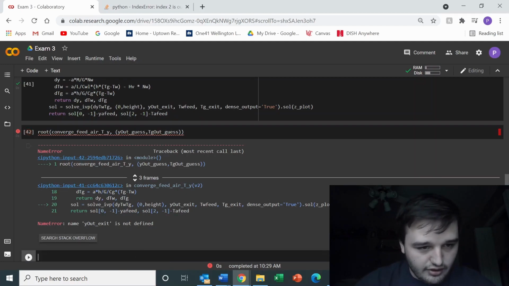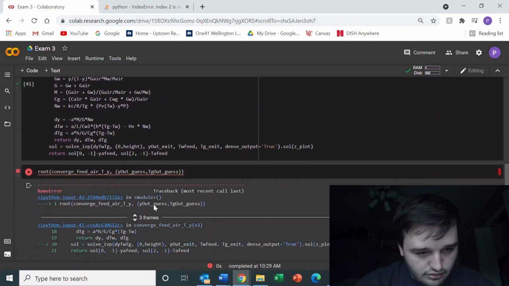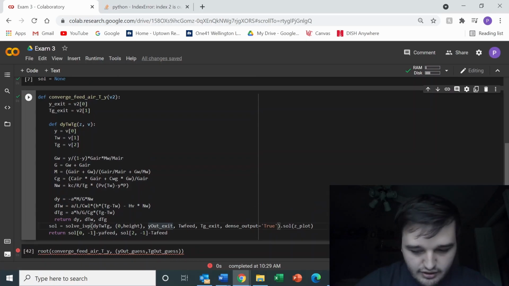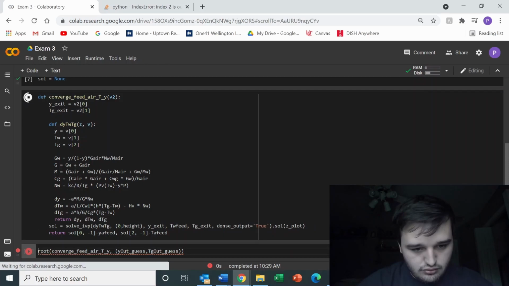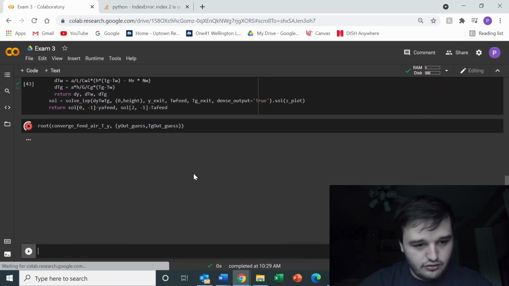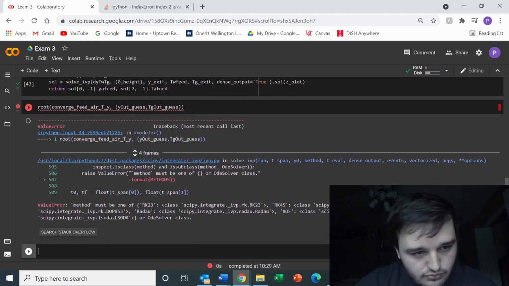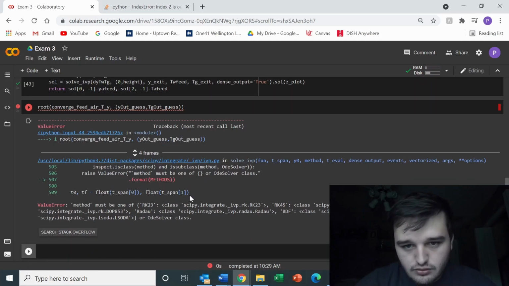Y out exit not defined. Or am I using y out exit? It's not y out exit, it's just y exit. Okay, hopefully this solves it. Oh, now we got a big problem. Okay, what are we missing here?